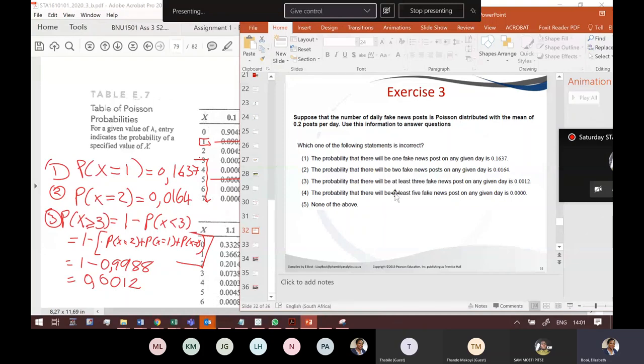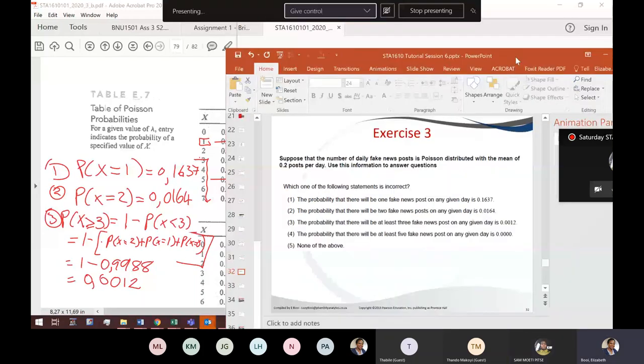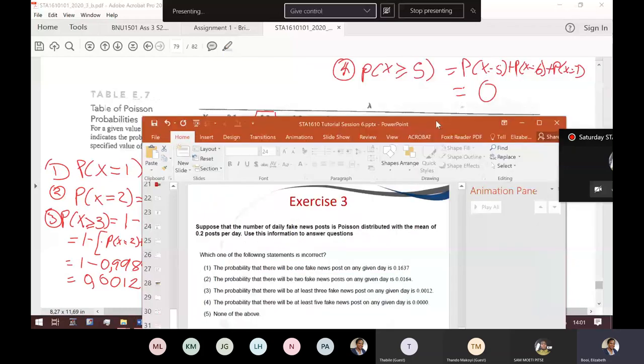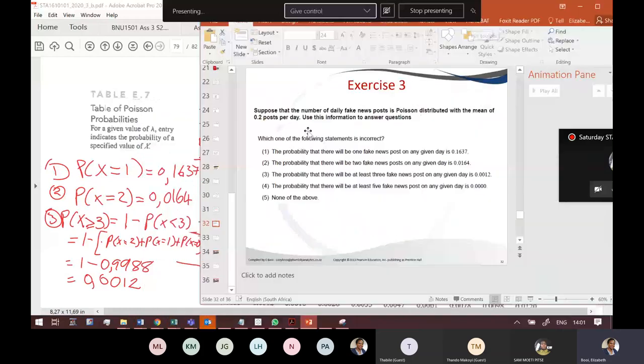The probability that there will be at least 5 fakes per day is equal to 0. We calculated that and we found that it's equal to 0. And which one is the incorrect one? None of the above is incorrect. And that will be your answer for exercise 3.